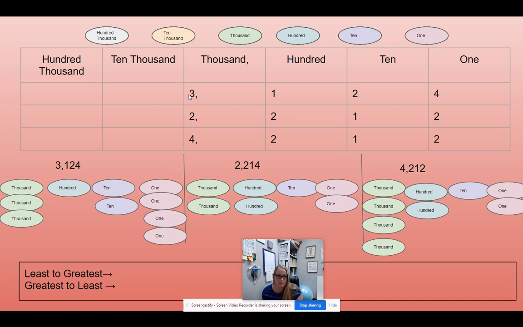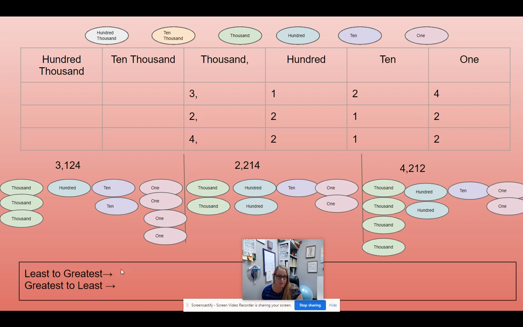Now, for this, I'm going to start with my thousands place. I have 3,000s, 2,000s, and 4,000s. If I come down here, the first thing I'm going to do is least to greatest. So I'm going to go smallest to biggest. So let's look at it, just the thousands place. Since they're all different, I can stop there. So which one is smallest? 3,000, 2,000, or 4,000? That's right, 2,000 is smaller.